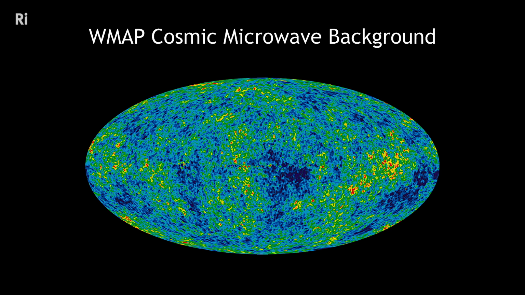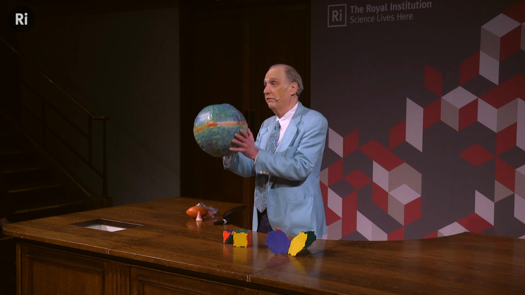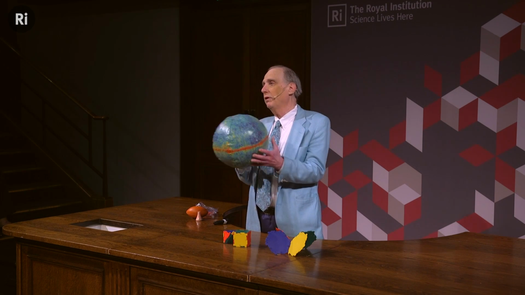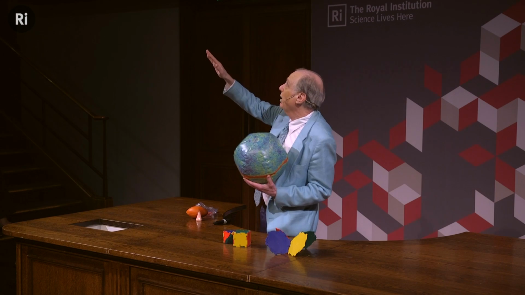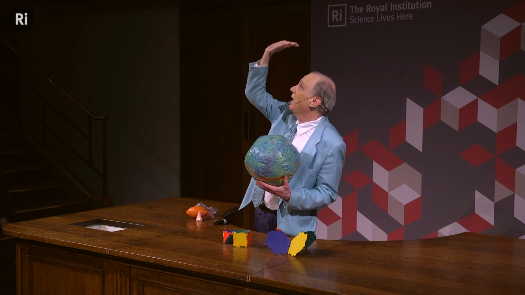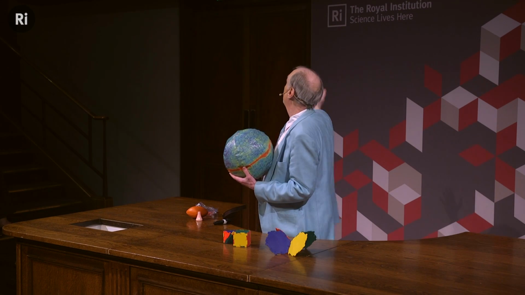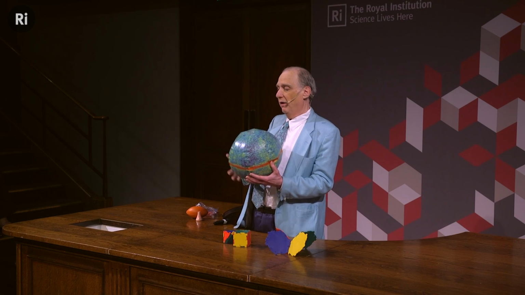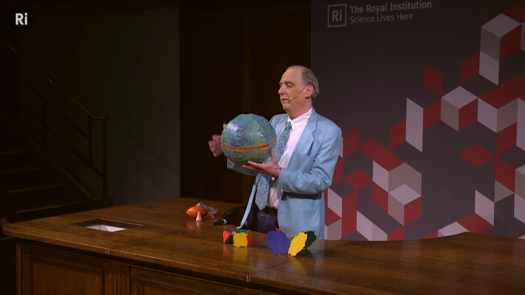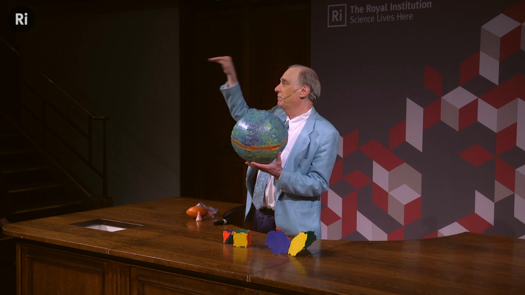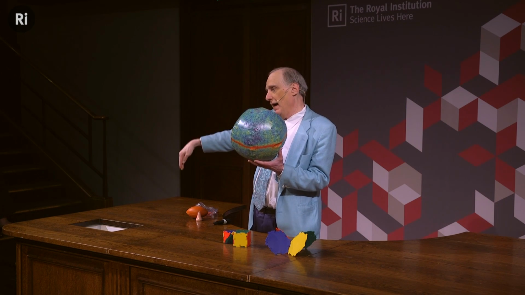This is the cosmic microwave background. It's an all-sky picture taken from the WMAP satellite. I brought a model of this. When we're at the center of this sphere, we're looking out in space. No matter which direction we look, we see the cosmic microwave background coming to us from all directions in the sky, like from all over a big sphere. We're looking out in space and back in time.